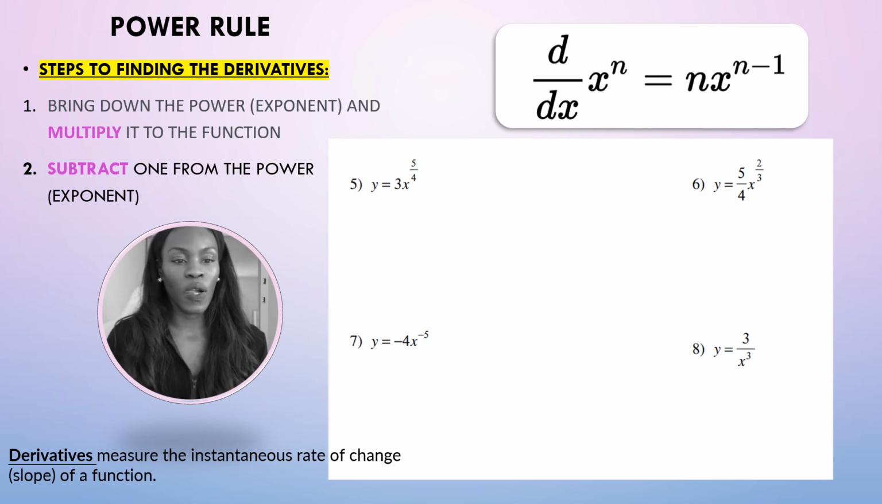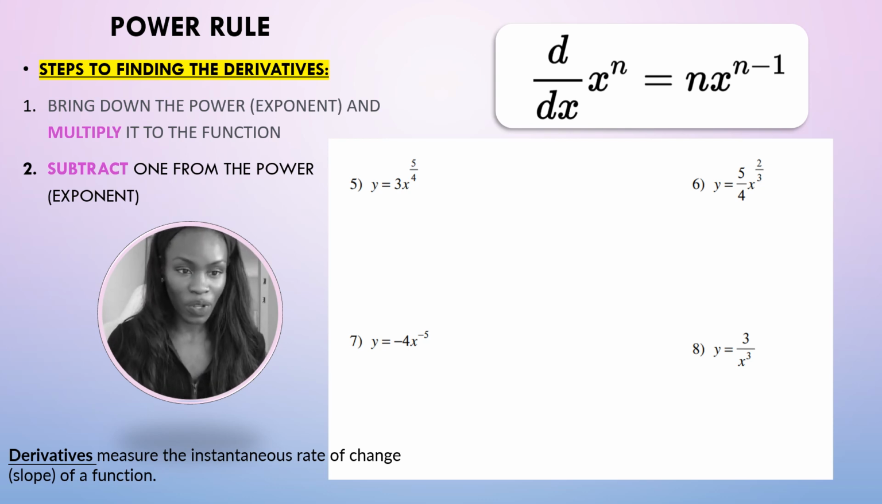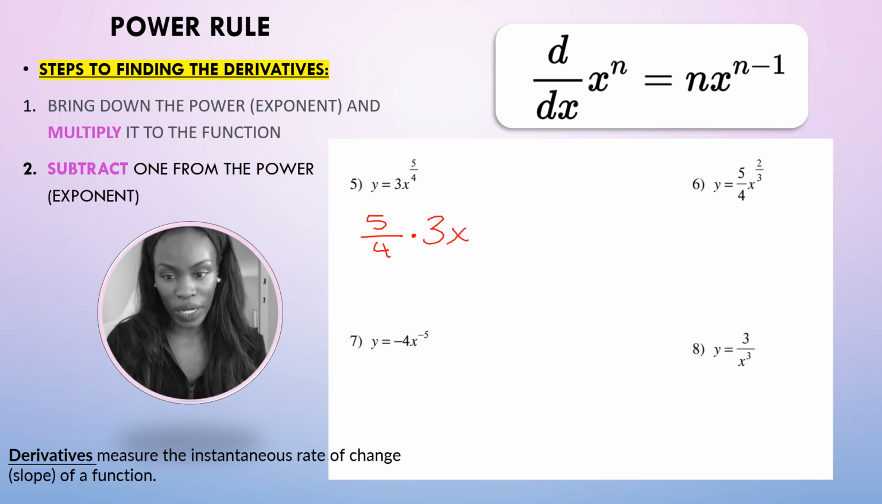So we have some examples with fractions, so I wanted to show you how that is done. Okay, so we have y equals 3x to the 5/4. So I'm going to take that exponent, 5/4, and multiply it by 3. Okay, going to bring it down and multiply it by 3. And then we're going to subtract 1 from our exponent.